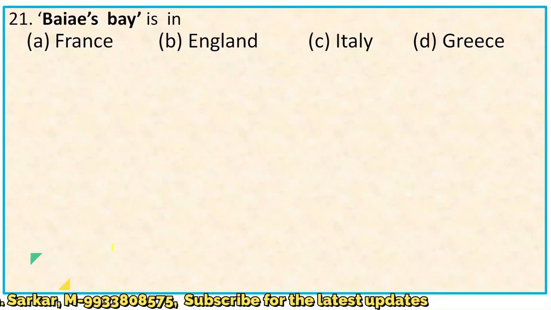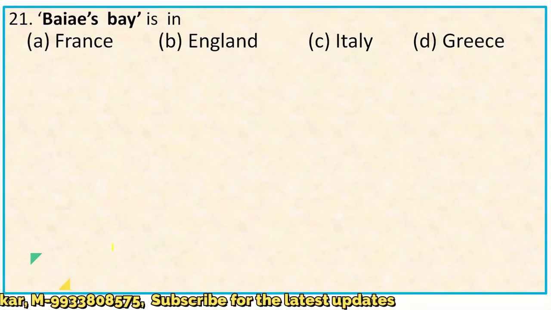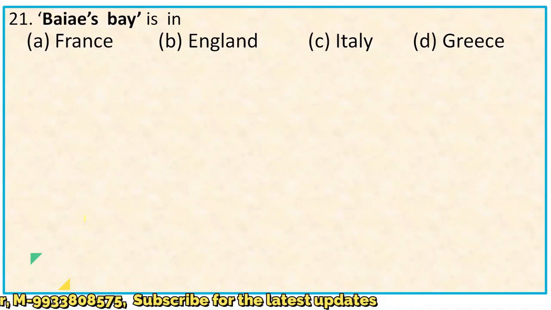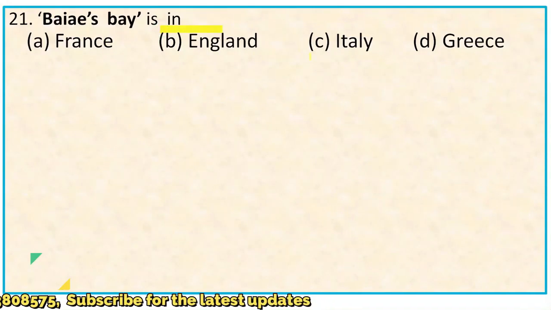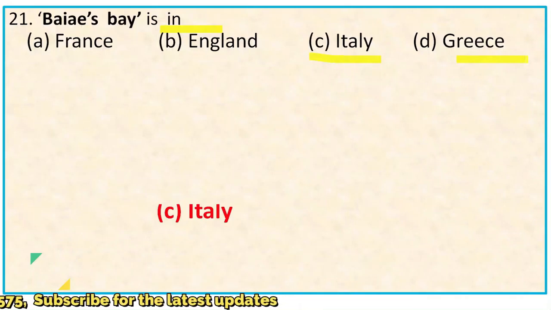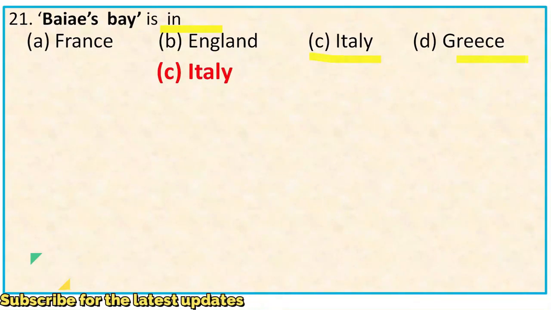Next, question number 21. Baiae is in. The options are France, England, Italy, Greece. The right option is Italy. Baiae is situated on the northwest shore of the Bay of Naples in Italy. So the right option is C.